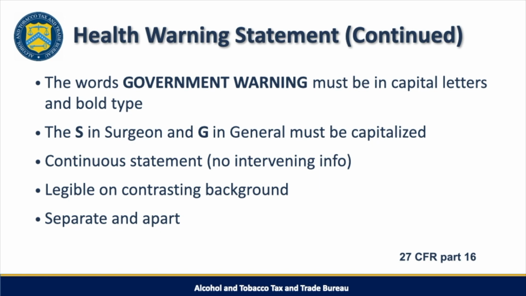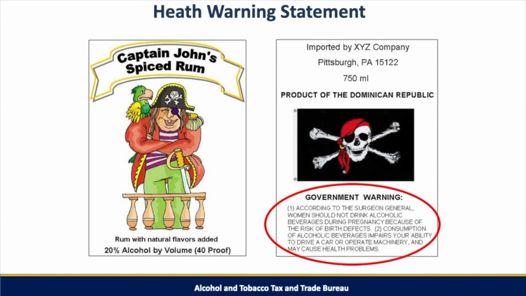It must appear as one continuous statement with no intervening information and on a contrasting background. The statement must be separate and apart from surrounding text. Please ensure that all the words are spelled correctly and the punctuation matches. The health warning statement appears on the back label. Remember that warnings required by other countries about the health effects of alcohol consumption, whether statements or pictorial references, may not appear on the label.